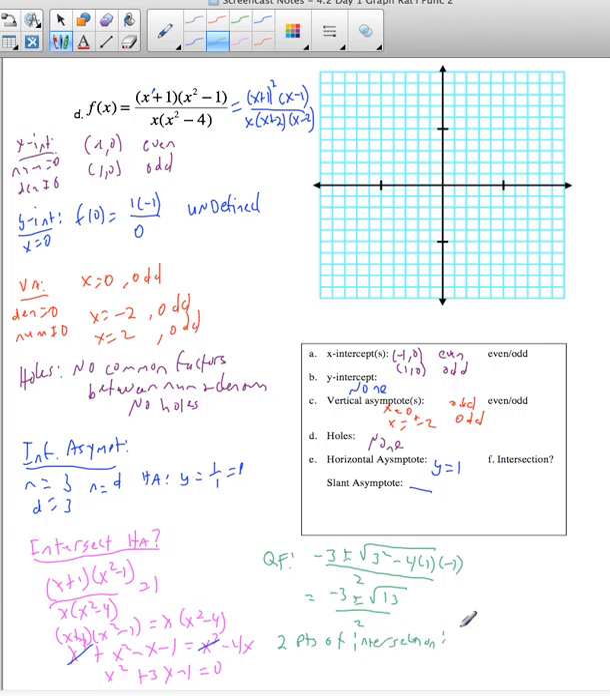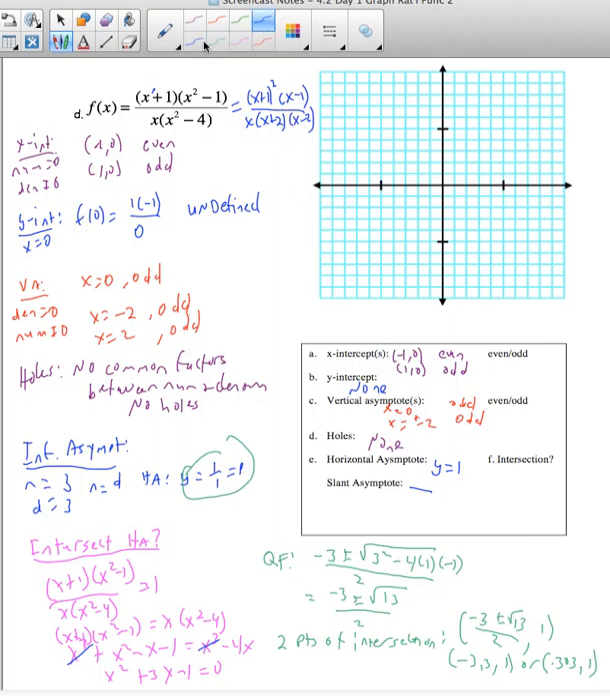The x values are negative 3 plus or minus the square root of 13 over 2. And the y value comes from the horizontal asymptote, because we're intersecting that horizontal asymptote, which is at 1. And if you punch this into your calculator, you can get decimal approximations, which turn out to be about negative 3.3, 1, or 0.303, 1. All right, we are ready to make our graph.